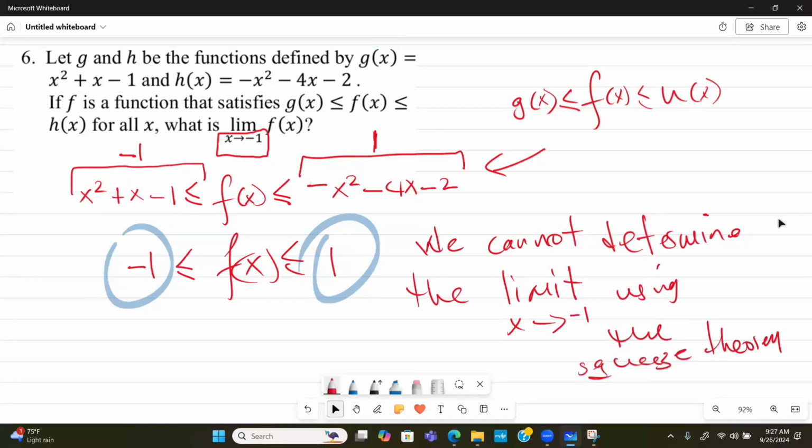So sometimes you'll get the same number, you can draw the conclusion, but if the numbers are not the same, we are not able to determine what's going on with that.